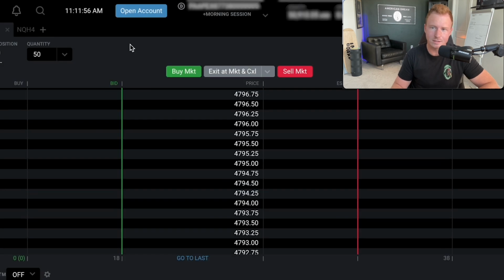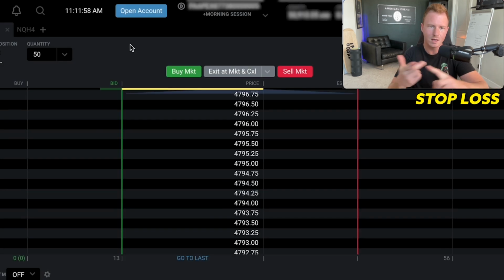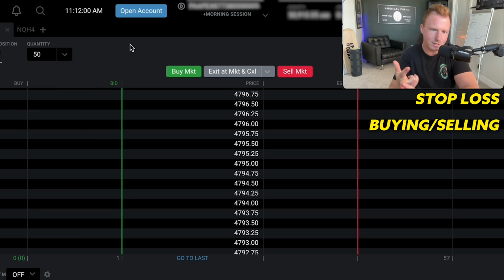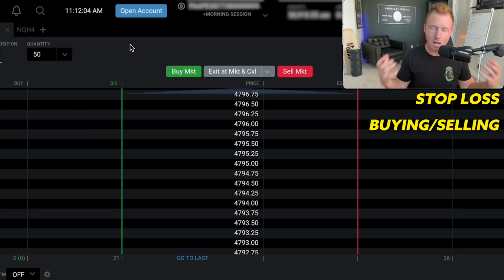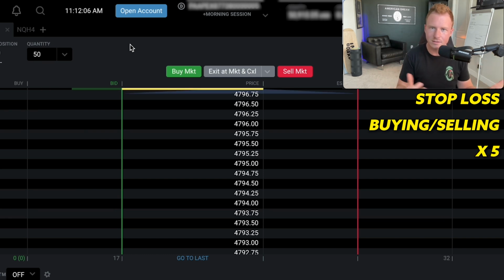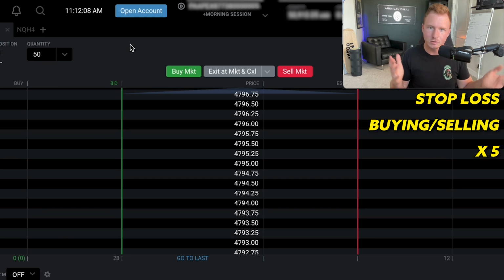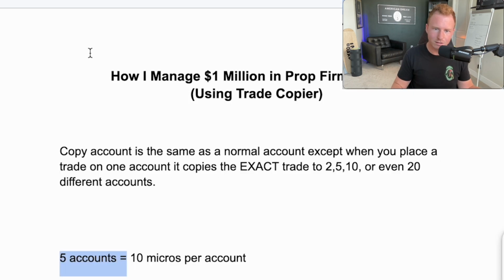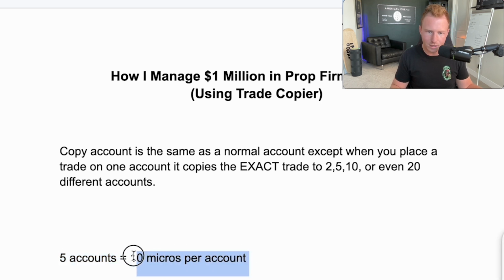And everything else is the same, right? The stop losses are the same. Buying and selling is the same. You just have to multiply it times 5 since we're trading on 5 accounts. And if we're trading on 10 accounts, you'd multiply it by 10. Same process here. So you just use this formula right here. So if you want to trade 10 micros, again, you just times it by the number of accounts that you're actually trading with that group.